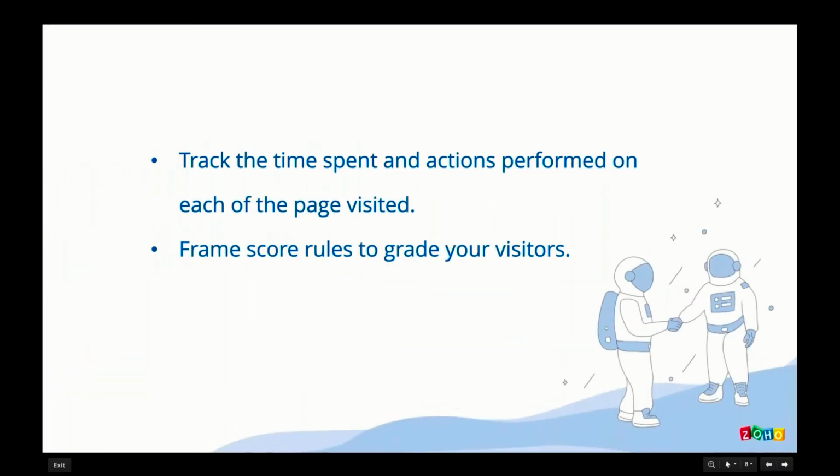Analyzing all this, you'll get a clear picture of what products they're interested in and so on. And also you can frame score rules to grade your visitors. Like you can use the lead scoring feature of Sales IQ to grade your visitors. If they perform a particular action, you can give them a reasonable score. For instance, if they're downloading a brochure of a particular car model, it obviously means that they're interested in it. So you can give them a reasonable score. And similarly, if they're grazing through the pricing page of a particular product, it obviously means that they're looking forward to buy it. So you can give a reasonable score for them, which will be summed up to a final score.